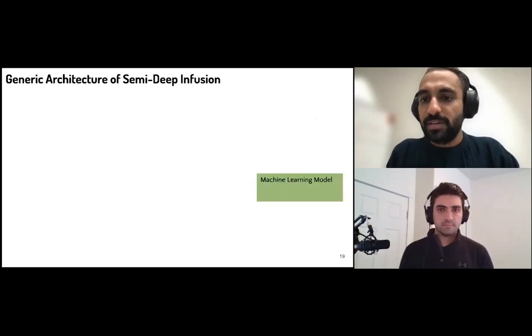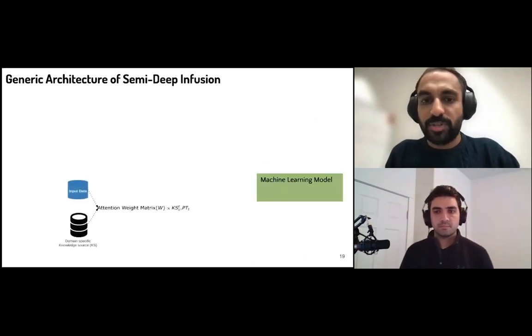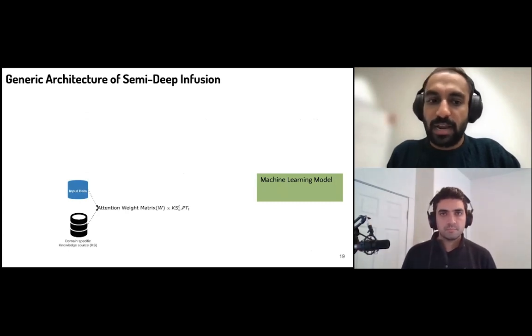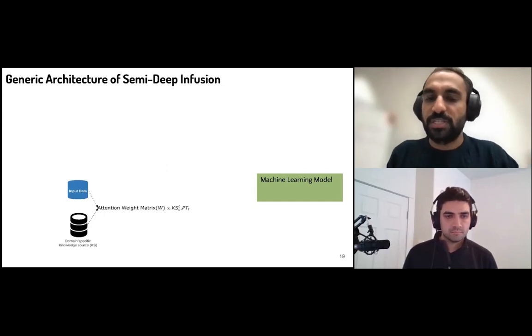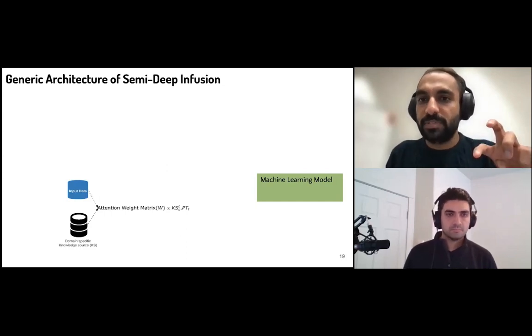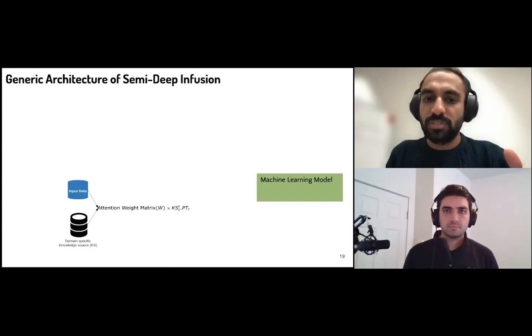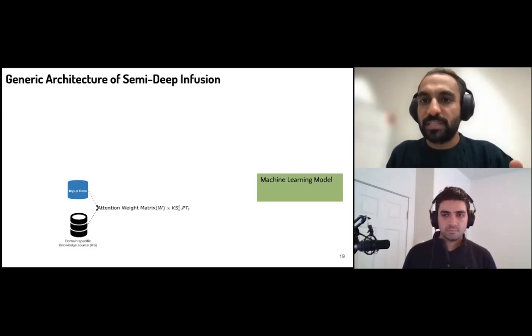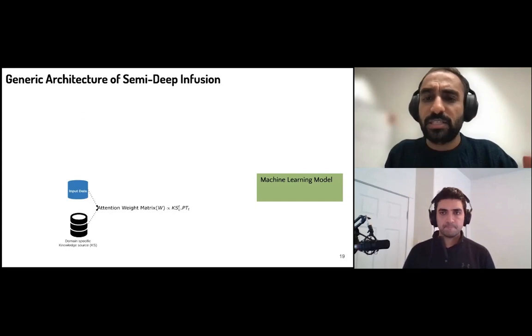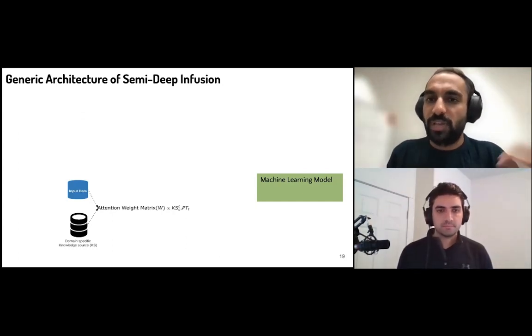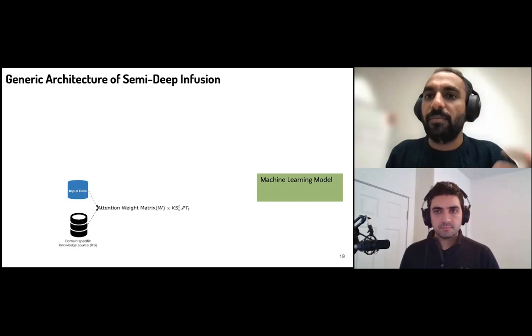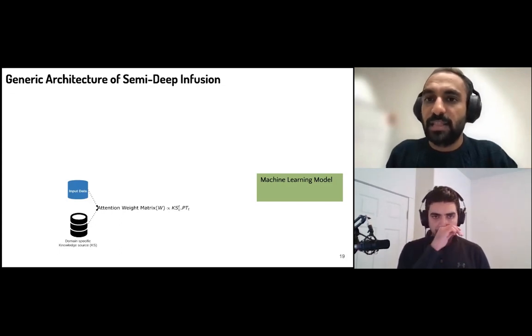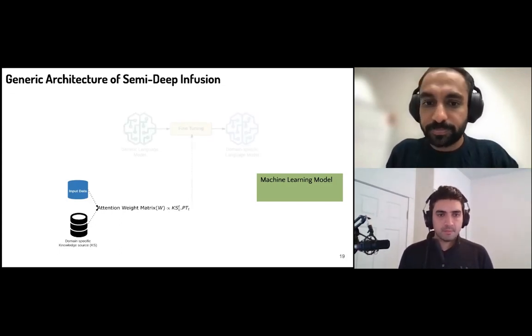Let's take an example of it. Suppose you have a standard machine learning model. I have an input data and I have a knowledge source. I develop an attention weight matrix, which is nothing but a dot product between the representation of the concepts in the knowledge source, and the phrases or the noun phrases that I have extracted from the input data. I'm giving an example of a noun phrase and a verb phrase just pedagogically. You can actually expand it to many other phrases that are relevant to your task.